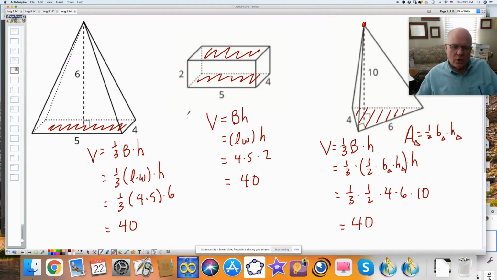volume. And you'll notice this one has a base of 5 and 4. This one has a base of 5 and 4. They have the same base. This one has a height that's 3 times as much, but it's 1/3 the height times the base. And this is just the base times the height. So these have the same volume because 1/3 of 6 is 2. And this one is going to be 1/3 because it goes to an apex.